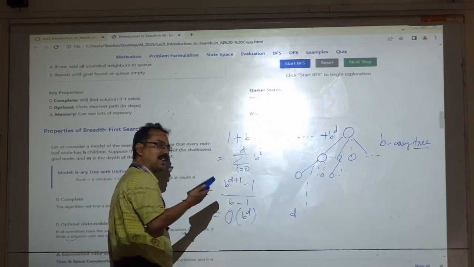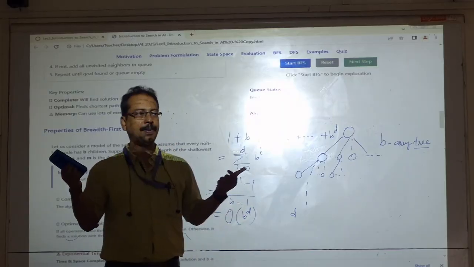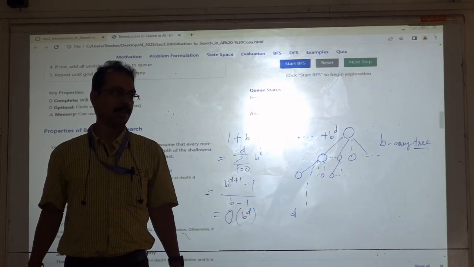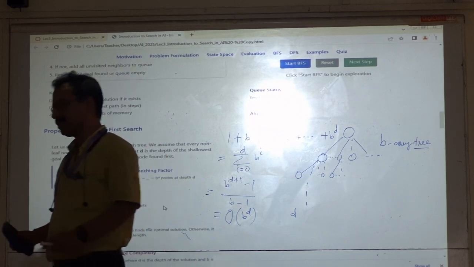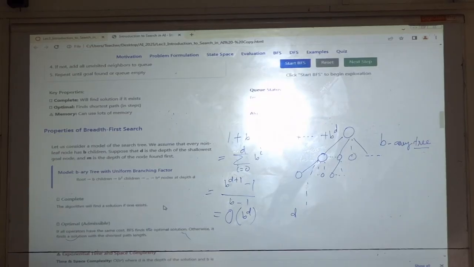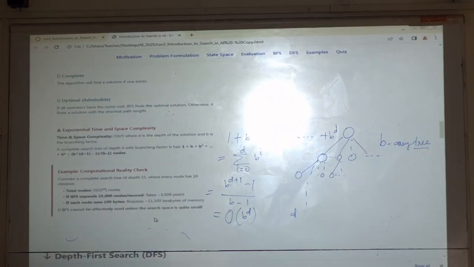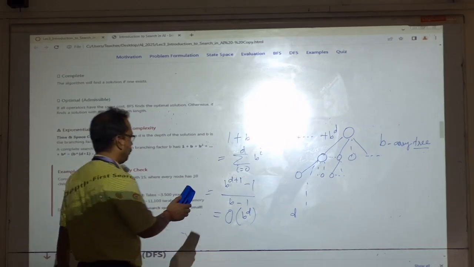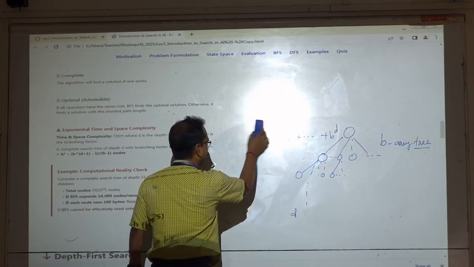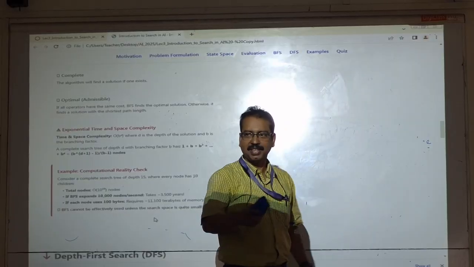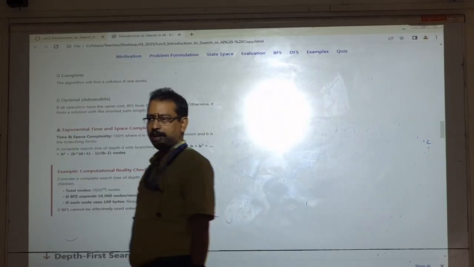Now you will say, sir, if it happens, so what? I have enough computational power, I can do it, no problem. But if I take a simple case, suppose I have a search tree of depth 15. Depth 15. Is a tree of depth 15 not large?